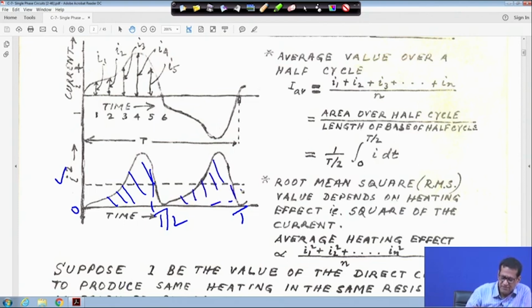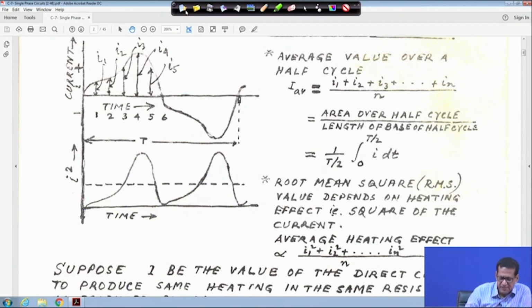So, for the RMS value, half cycle or full cycle will give the same result, because the area of this one and the area of this one are the same. Anyway, we will consider only the half cycle. If you consider 0 to t by 2 divided by t by 2, or 0 to t divided by t, both are covered, so the ultimate meaning is the same. Even if you take the full cycle for the RMS value, it will give the same result.